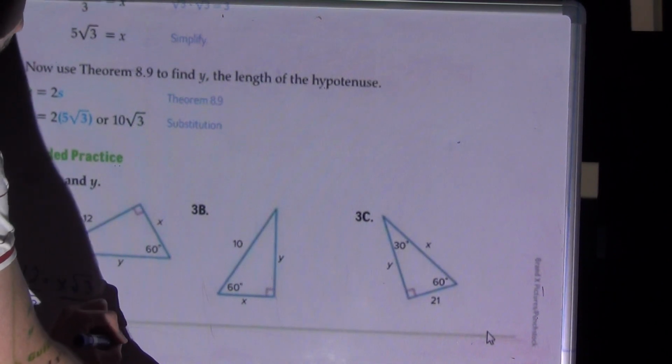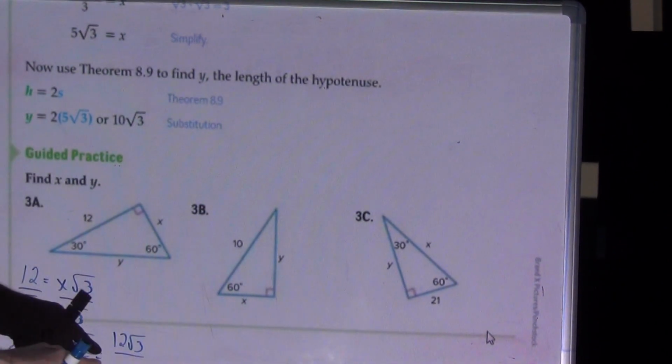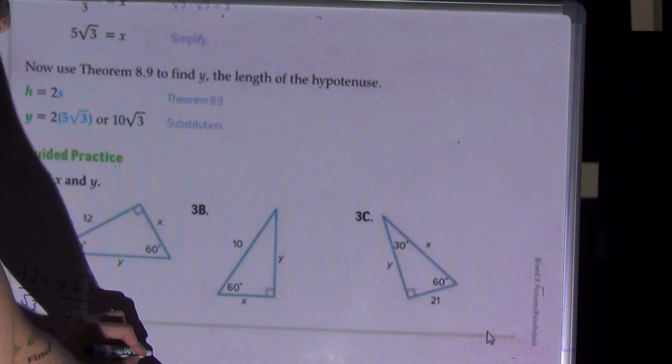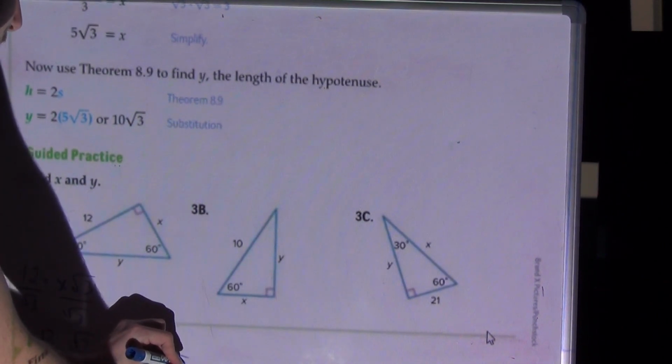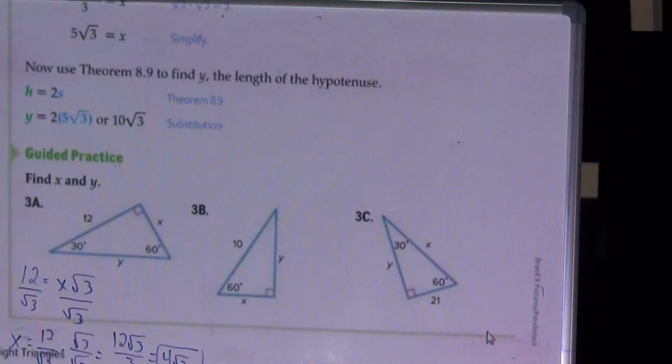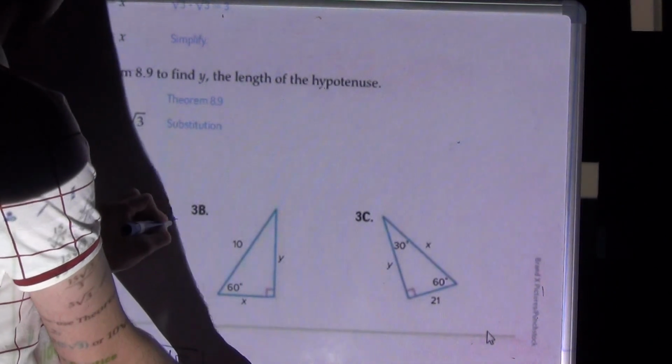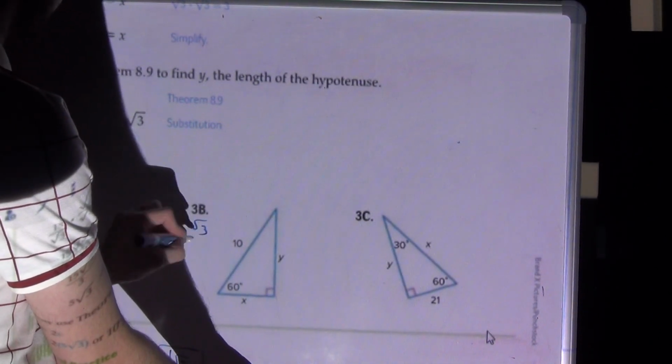So I get 12 times the square root of 3. Root 3 times root 3 is 3. And then 12 divided by 3 is 4. So that would be 4 times the square root of 3. So I can't divide that root 3 by anything. I can divide that 12 by that 3. So my side length across from the 30 is 4 times the square root of 3.